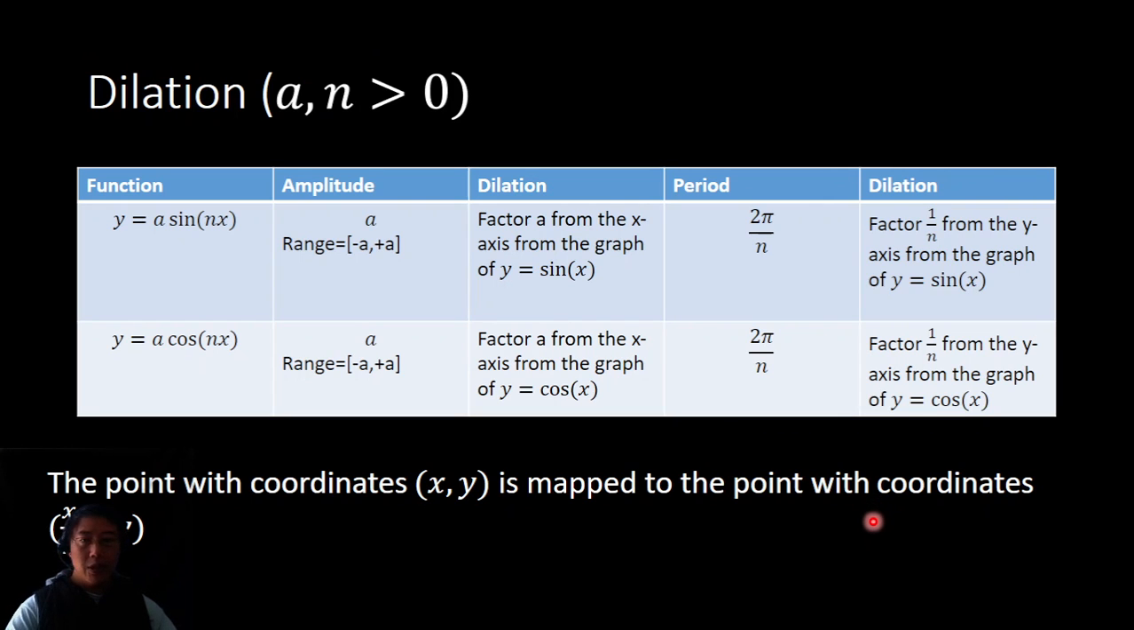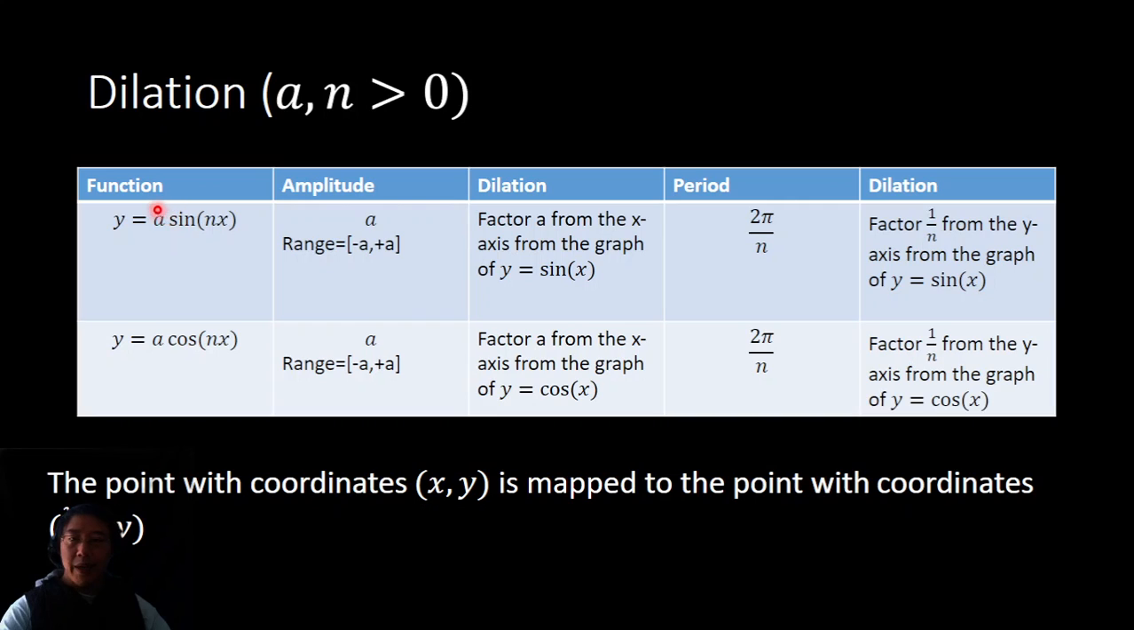Alright, now let's look at some variations of sine and cos. Let's look at two dilations, the dilation of coefficient a and n. We're going to make it easier, so n is positive, and a as well. A is a coefficient in front of your function sine and cos, and n is a coefficient in front of x inside the brackets.